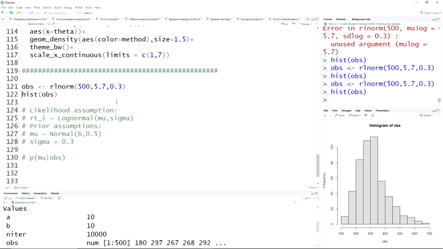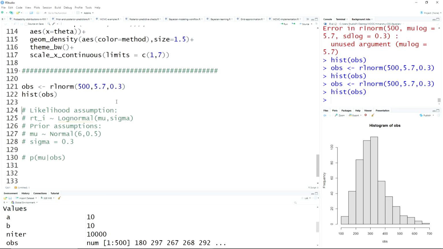So, let us say this is the actual data that you observed. So, OBS indicate actual data observed in an experiment which contained 500 observations. So, let us assume that. Okay. Now, we are interested in modeling these observations, these reaction time observations.